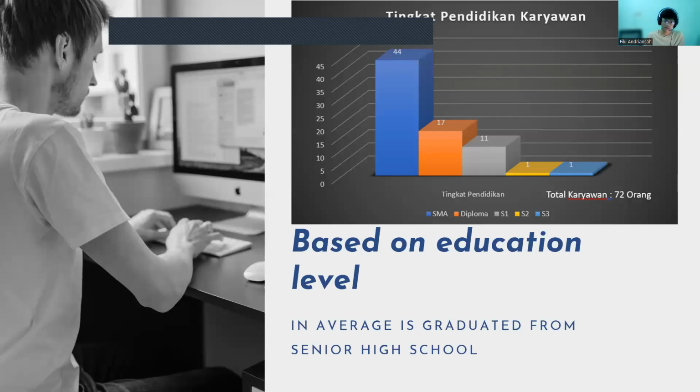And then, based on educational level. On average, the employees of Atria Hotel Malang are graduates of senior high school. Which means that almost all of the employees in Atria Hotel Malang already fulfill the requirement set by the government of 12 years of education, like the basic education that we have to get as a proper education in Indonesia.